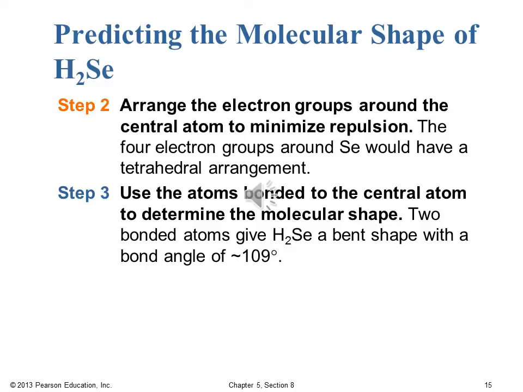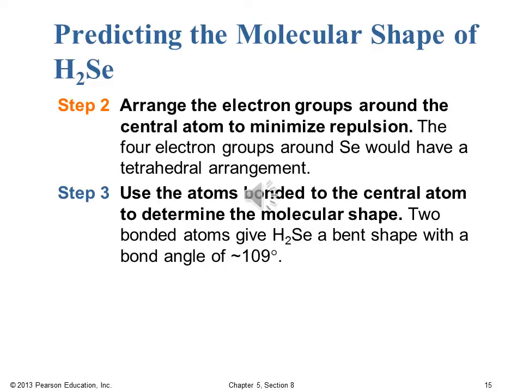In our next step, we look at arranging those electron groups around the central atom to minimize repulsion. So because we have 4 electron groups, we would expect a tetrahedral electron domain geometry, or a tetrahedral arrangement of those electron groups, just like in water. And that shouldn't surprise anyone, right? Selenium is in the same family as oxygen, so H2Se should be a similar shape to H2O.